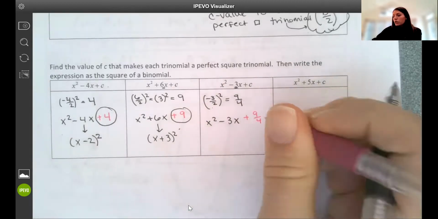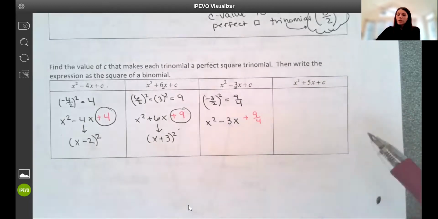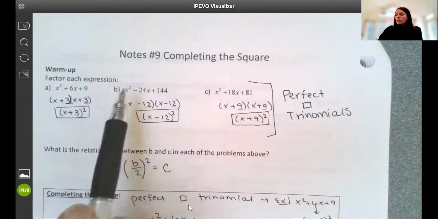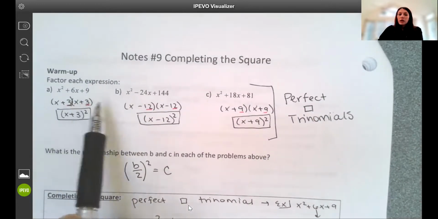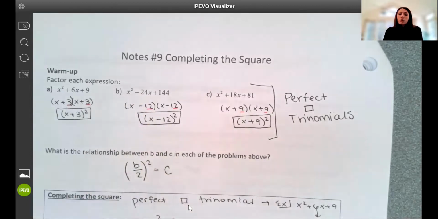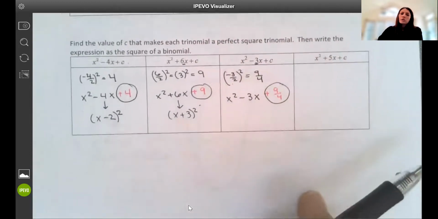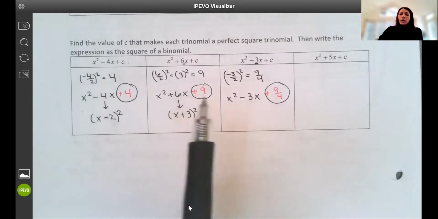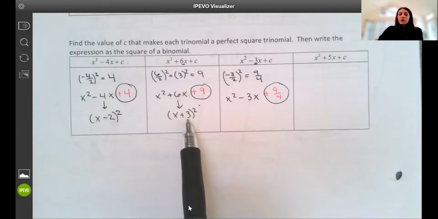plus 9/4. Now notice it's always going to be plus C because, let me go back up to the top, if it's a positive times a positive or a negative times a negative, it's always going to give me a positive value at the end. So in order for it to be a perfect square trinomial, it'll always be plus C to create that perfect square trinomial. Okay. Now, with this one and this one, it was easy to factor.